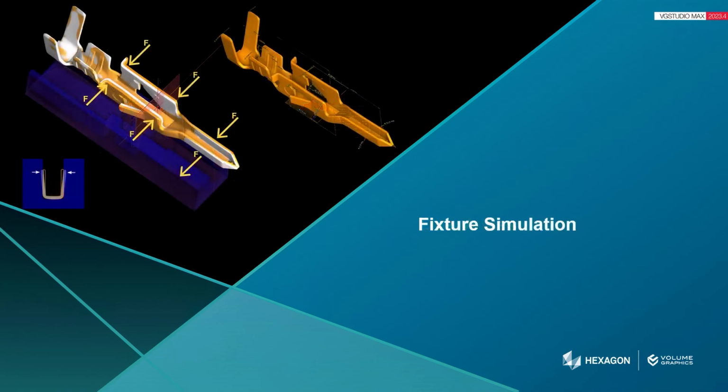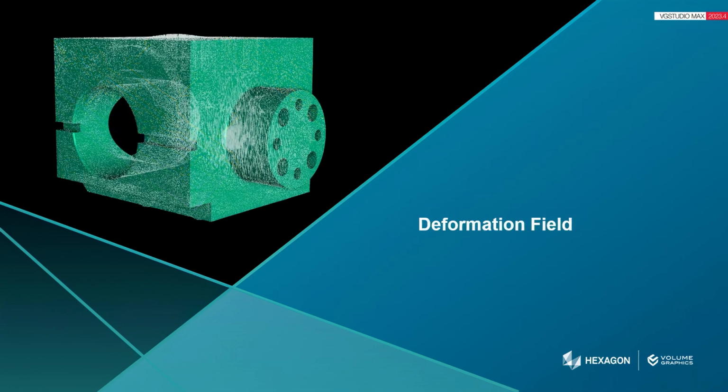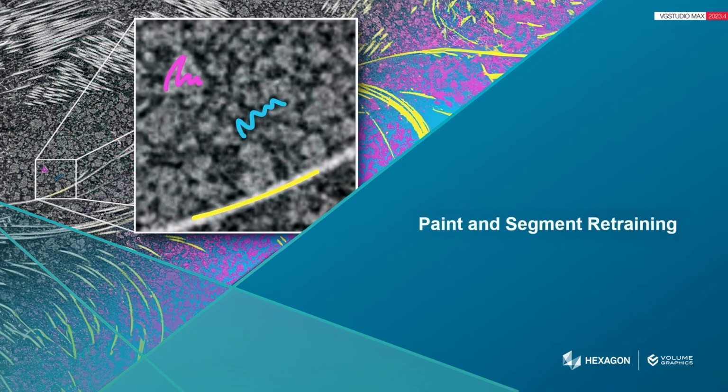Then there's the new Fixture Simulation, allowing you to virtually replicate assembled states and eliminating the need for special clamping devices. Or the new Deformation Fields, offering full access to all adaptive transformation settings, coming with a powerful preview for precise results. And retraining of paint and segment models. Reuse previous segmentation models and make them more robust against common variances during CT scan.